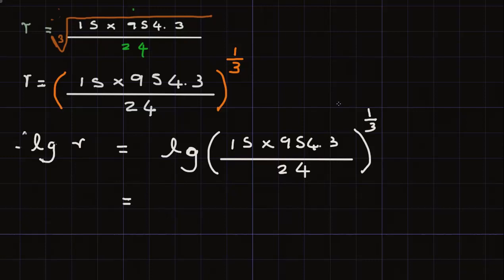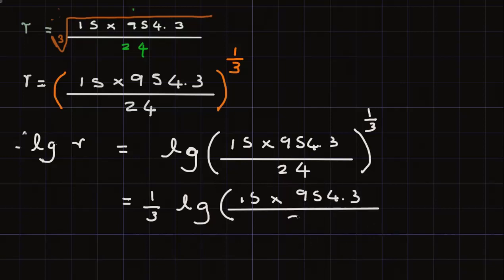So what's the first thing that can be done? This power can be brought to the front. It can be written as 1 over 3 log of 15 times 954.3 over 24.